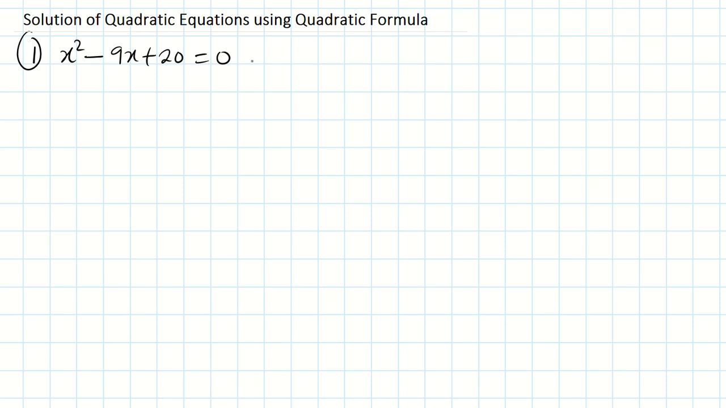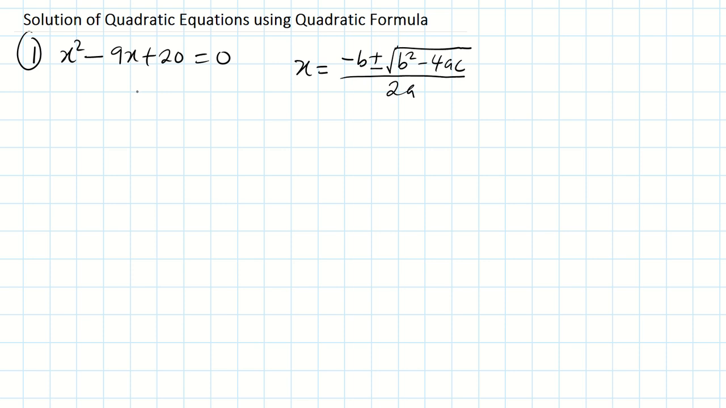First, let's write down our quadratic formula, which is given as x is equal to minus b plus or minus the square root of b squared minus 4ac, divided by 2a.